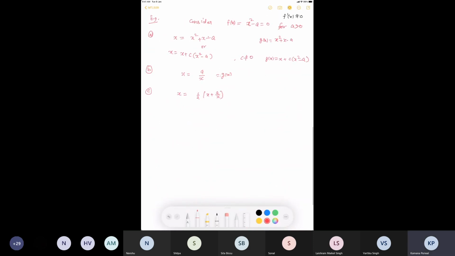So let's consider the same example for a particular choice of a. So let's take a is equal to 3. Then we know that x square minus 3 is equal to 0. Its solution is x is equal to plus or minus root 3. So I'm just considering the plus root 3 here, one of the roots, which is approximately 1.732.